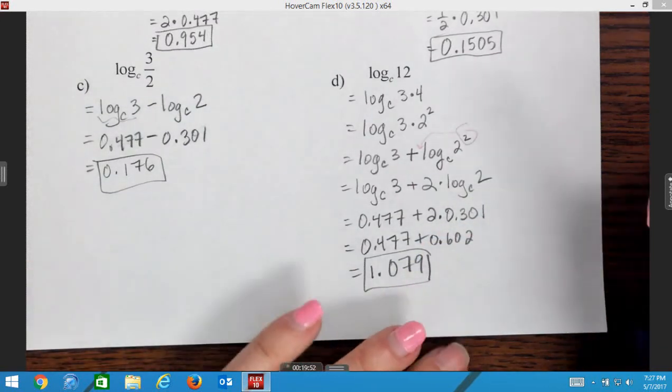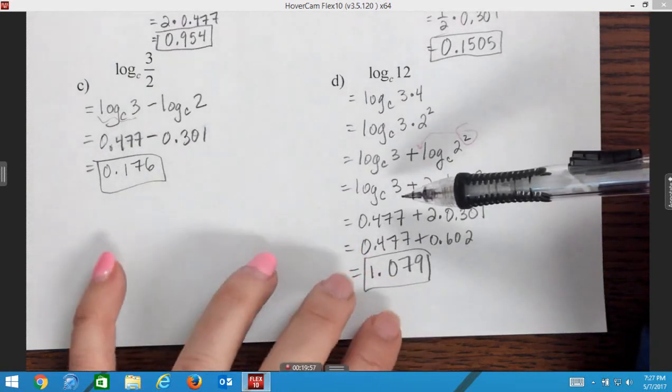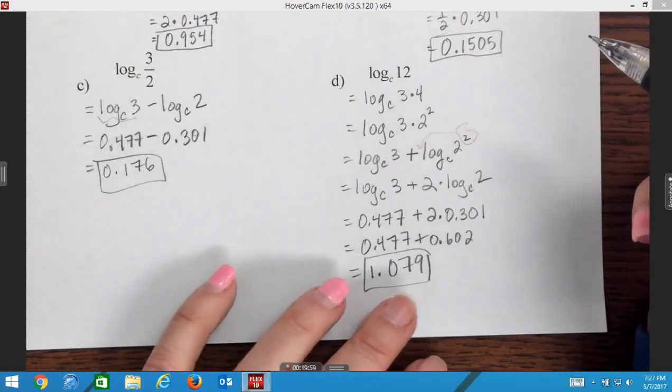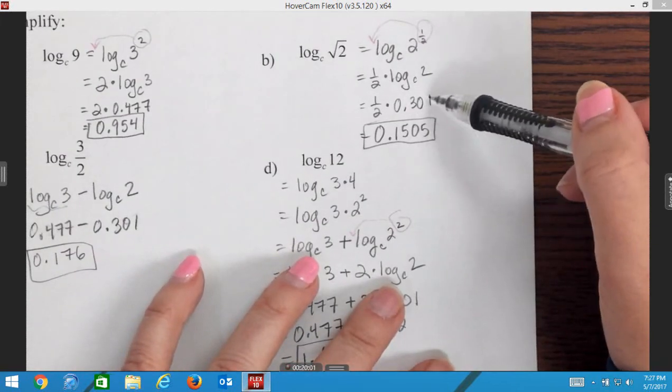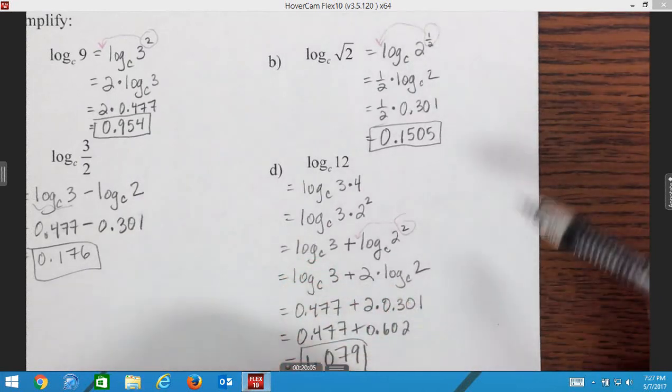Okay, I would really encourage you as much as you can to not use your calculator on this part. I do, however, understand. I mean, they're just decimals, and you probably don't want to divide this by 2 by hand. That's fine, but we're not really doing the logs on the calculator.